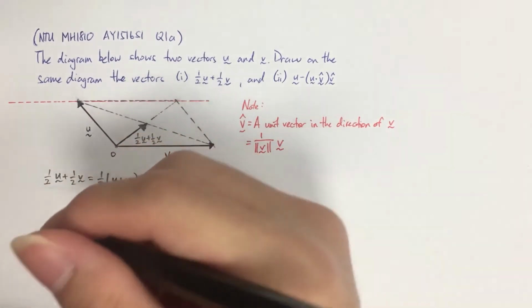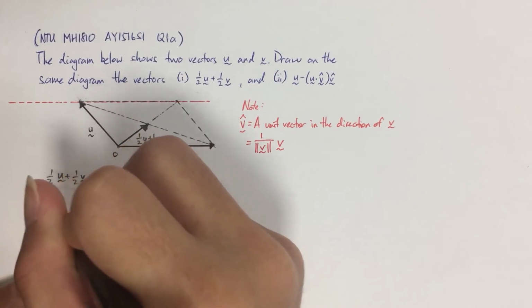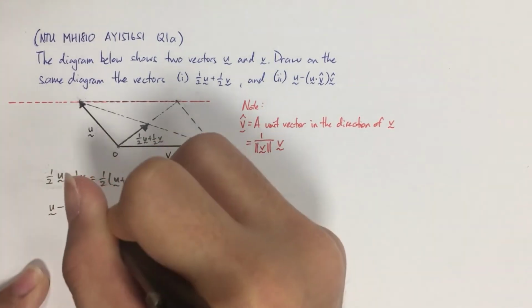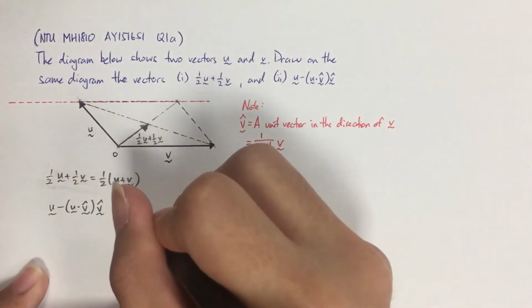It's because, okay, we take this vector, oh yeah, let me just write it out.